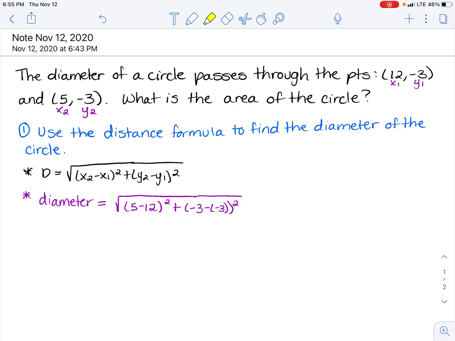Okay, so now I need to use PEMDAS here to simplify this. So I get that 5 minus 12 is -7 squared, plus, and then -3 minus -3 is -3 plus 3, which is 0 squared. And so this is the square root of 49, which is equal to 7.